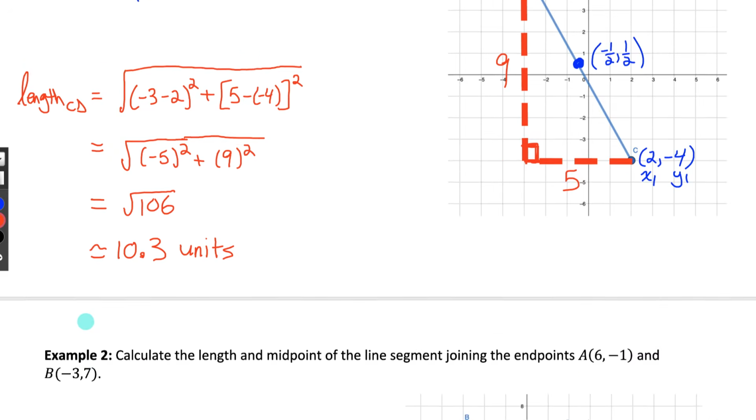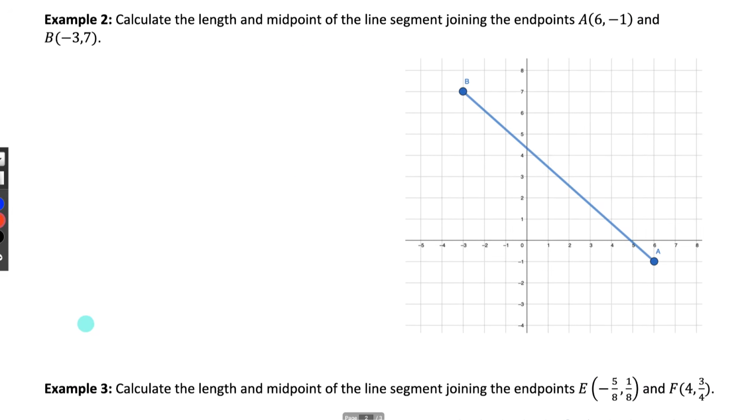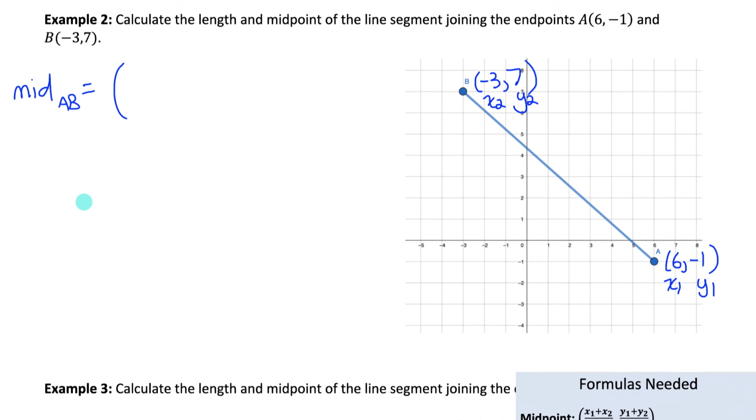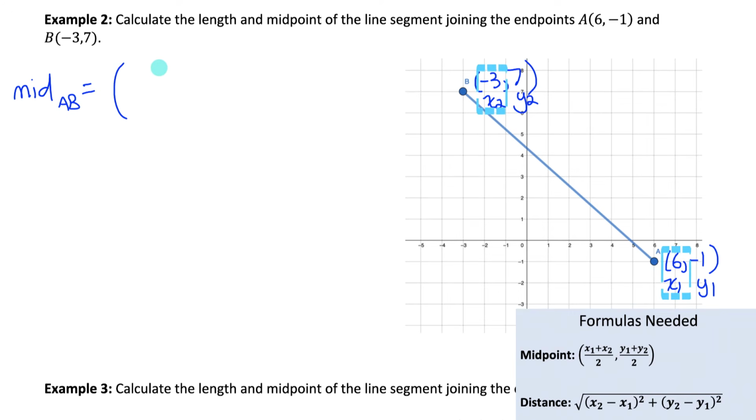Let's try another example. Example 2. We'll calculate the length and midpoint of the line segment joining A and B. So once again, let me label the points on the graph, and I'll choose point A to be my first point. So that's my x1, y1, and point B to be my second point. That's my x2, y2. If I'm going to find the midpoint of line segment AB, I need to average the x-coordinates. If I follow the formula, it tells me to do x1 plus x2 and then divide by 2.